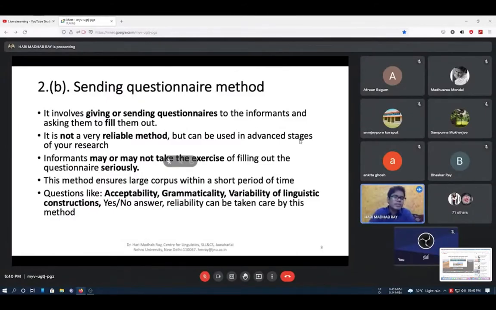So sending questionnaire methods are also good. What I'm saying here is that some methods are suited for some purposes. It is based on your hypothesis or your work, what you are doing. Based on that, you have to select particular methods. So the sending questionnaire method is pretty good if you are working on, let's say, some syntactic topic, and some of the things I have already mentioned here.